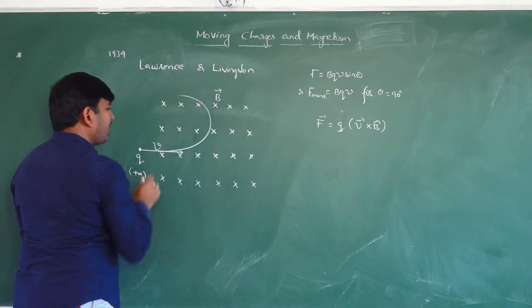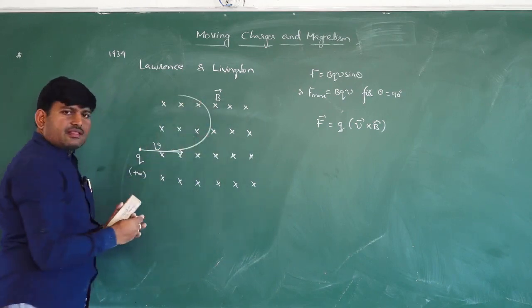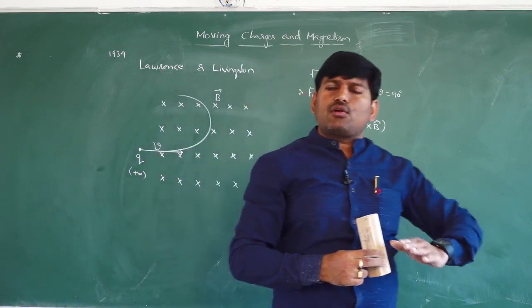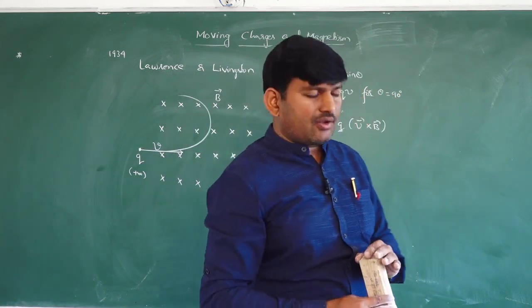So, at every point if we consider the tangent drawn to the path followed, in first year we have studied that the tangent drawn to the path followed will give the direction of velocity.